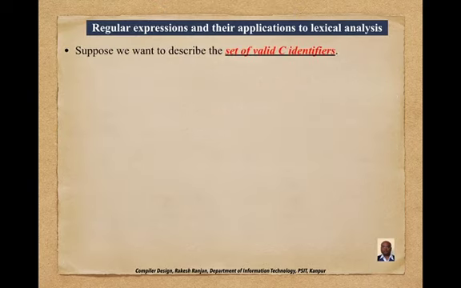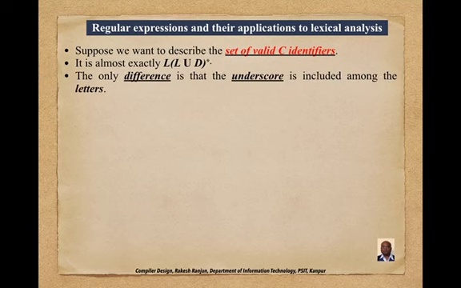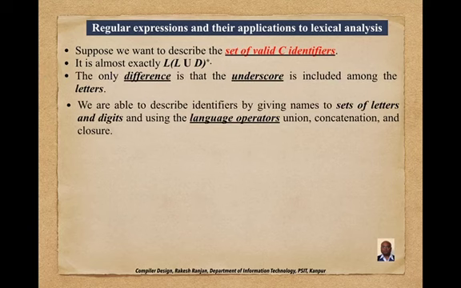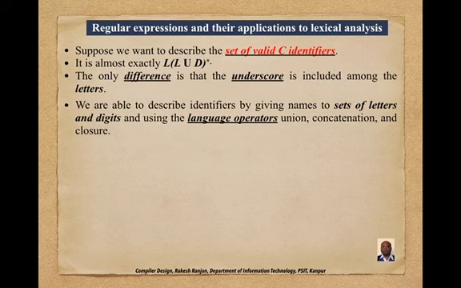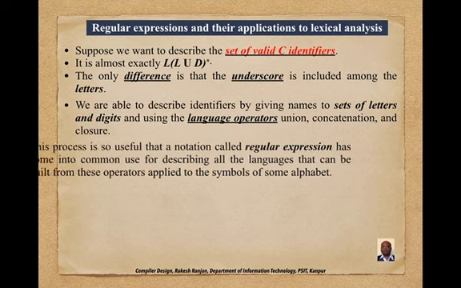Regular expressions and their application to lexical analysis. Suppose we want to describe the set of valid C identifiers. It is almost like this: L (L union D) asterisk. The difference is that underscore is not included here. We are able to describe identifiers by giving names to the sets of letters and digits and by using the language operators union, concatenation and closure.